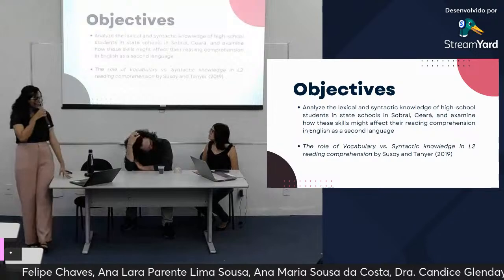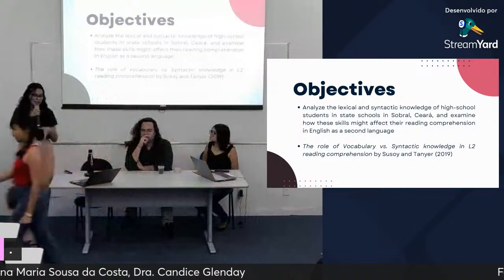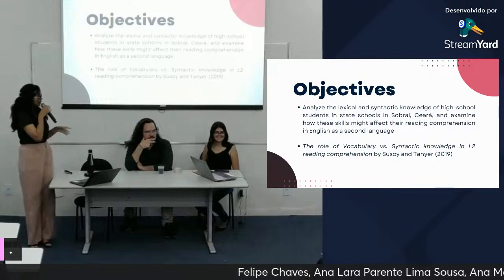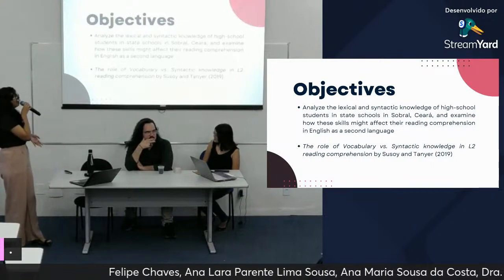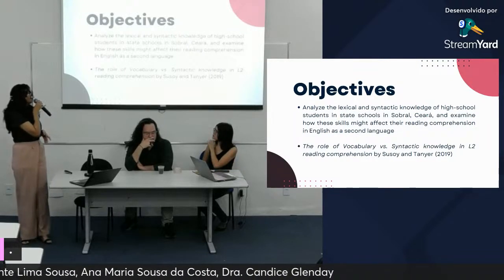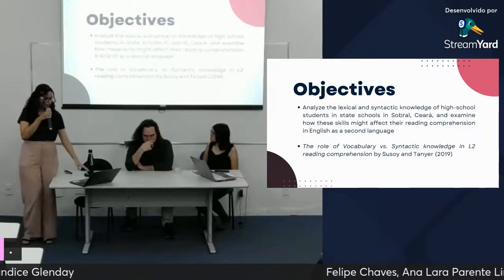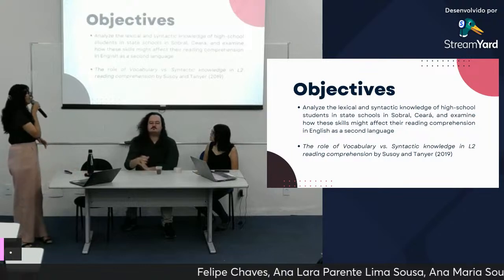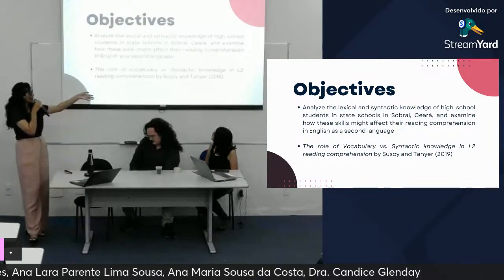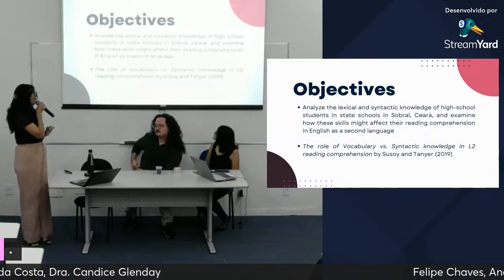Our study seeks to investigate how both lexical and syntactic knowledge impact a student's reading comprehension in English as a second language. Our objective here is clear: to analyze the lexical and syntactic knowledge of high school students in state schools in Sobral, Ceará, and examine how these skills might affect reading comprehension in English as a second language. It's important to highlight too that to conduct our study, we used a similar methodology to the research of Shiotsu and Weir, the role of vocabulary versus syntactic knowledge in L2 reading comprehension.